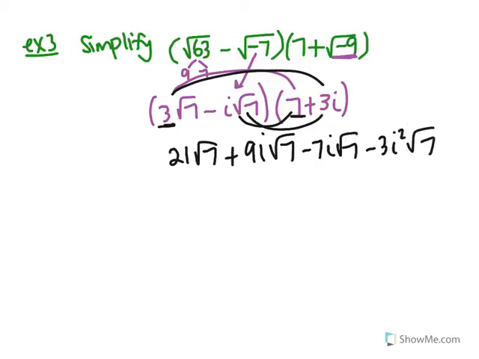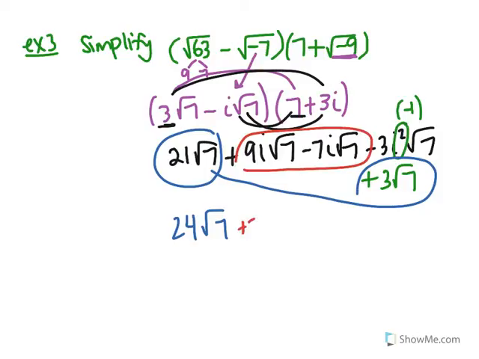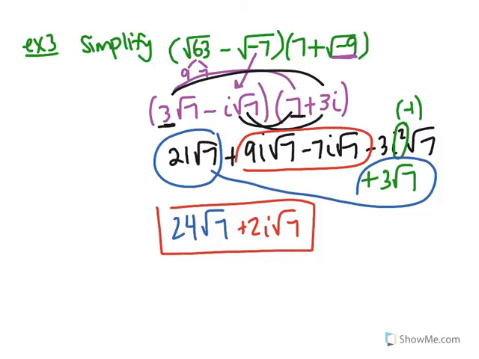So replacing my i squared with a negative 1, this right here comes out to be plus 3 root 7. So when I combine like terms, my real parts have root 7 in common, so 21 plus 3 is going to give me 24 root 7. And then when I combine my imaginary parts, these two right here, I get plus 2i root 7. So that would be this expression completely simplified.